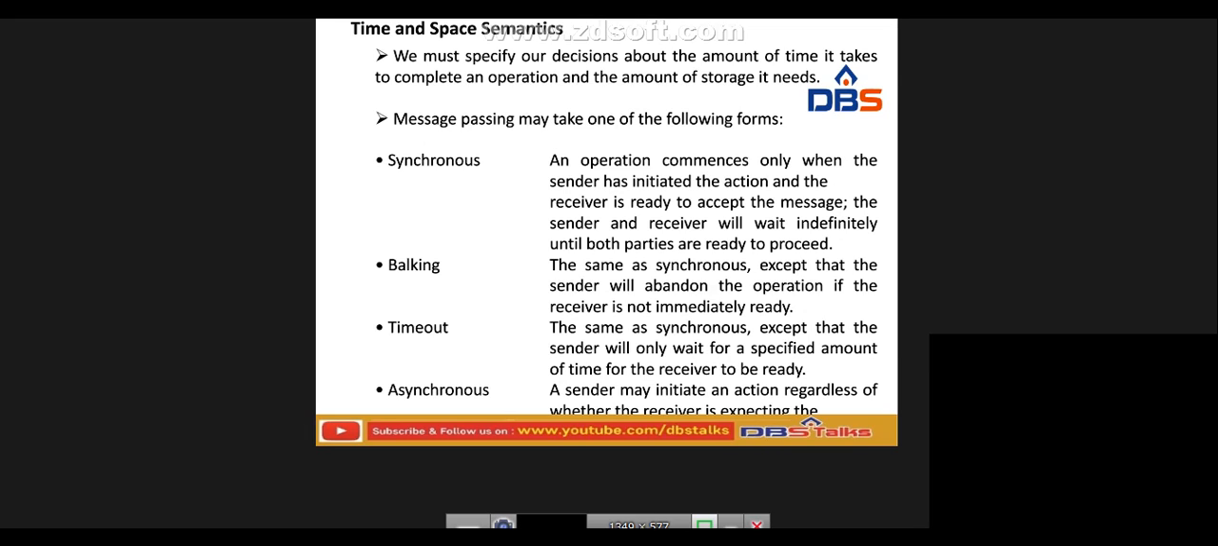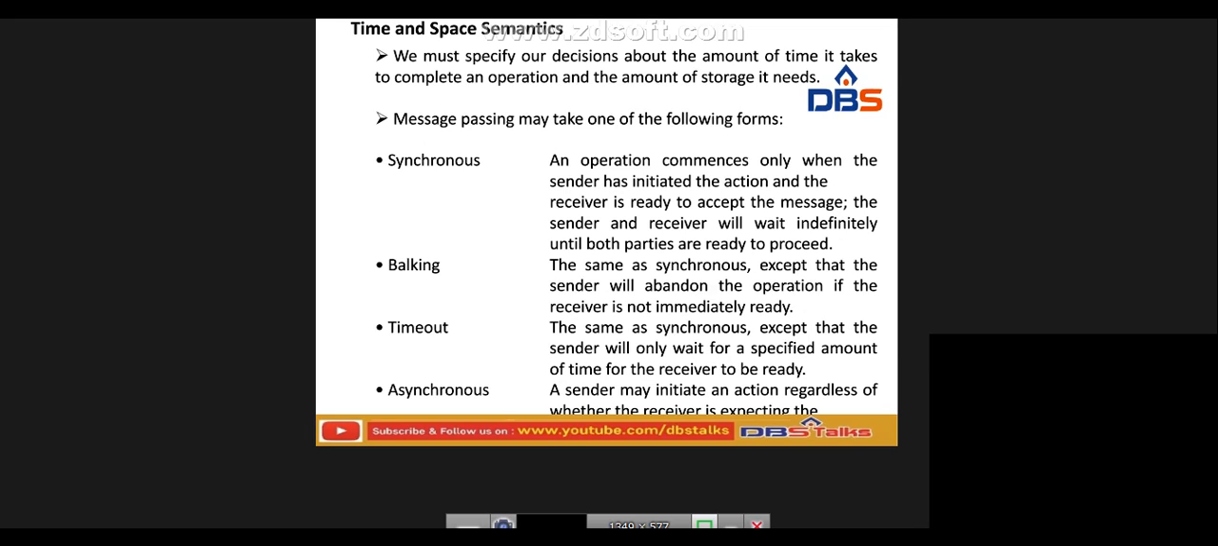That is, the sender is ready but the receiver is not ready. This is called blocking. And timeout is the same as synchronous, except that the sender will only wait for the specified amount of time. So here the receiver is not ready, but the sender will wait for some time. That is called a timeout.